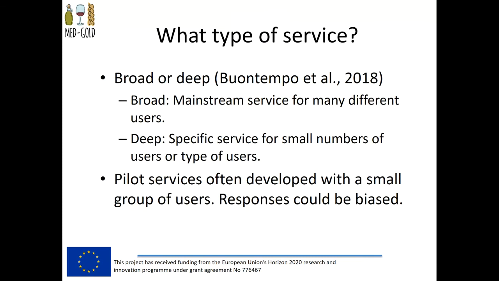So what type of service would be provided then? When the service is upscaled, would it be a broad or a deep one, as defined in this paper here? A broad service would be more of a mainstream one that would have many different users, but perhaps a simpler set of products to satisfy the needs of those users. Or of course, it could be what's termed a deep one. So it'd be a much more specific type of service in the things it provides, but that would only be perhaps applicable to small numbers of users or even a very specific type of users.